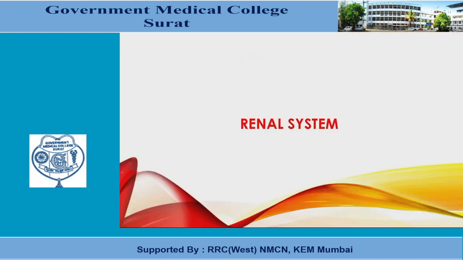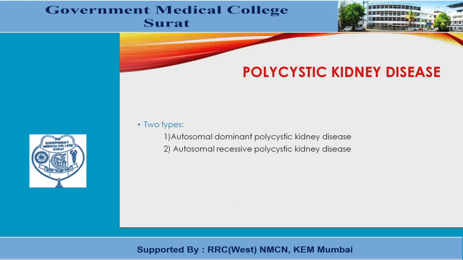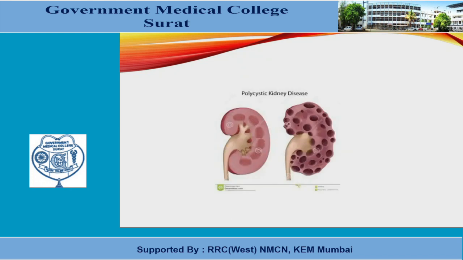Now in the renal system, first we will see the polycystic kidney disease. There are two types, autosomal dominant and autosomal recessive polycystic kidney disease. Here this is the normal structure of the kidney, and this is multiple cyst development of the kidney in polycystic kidney disease.